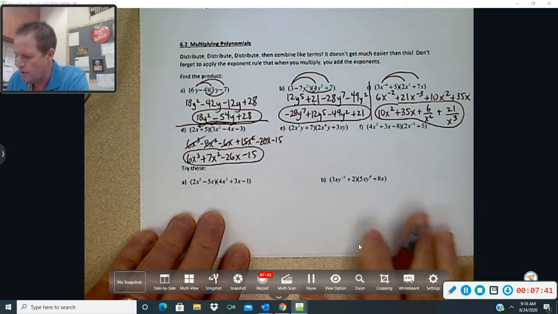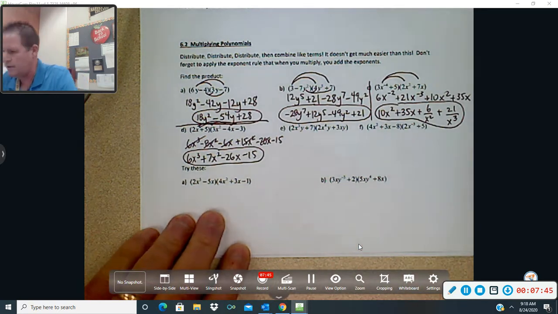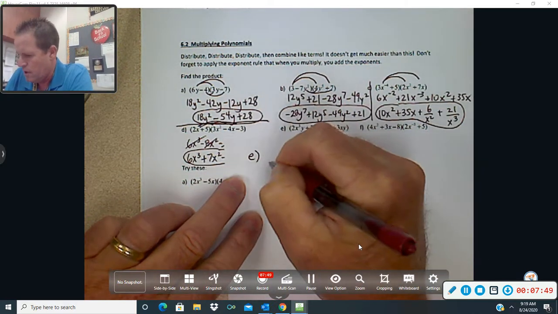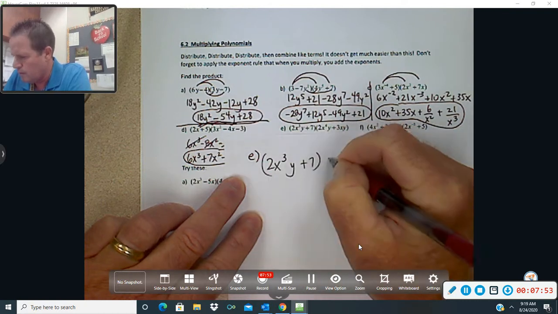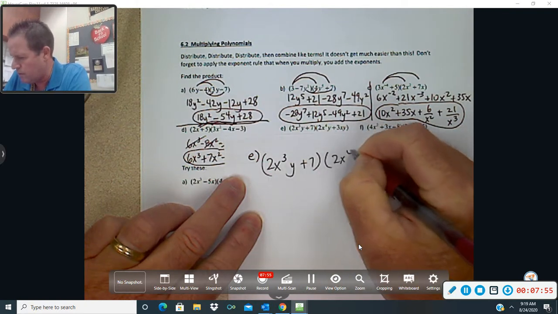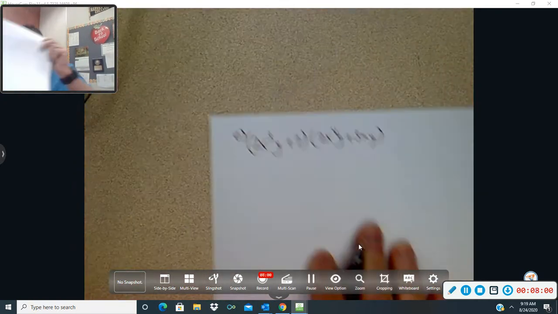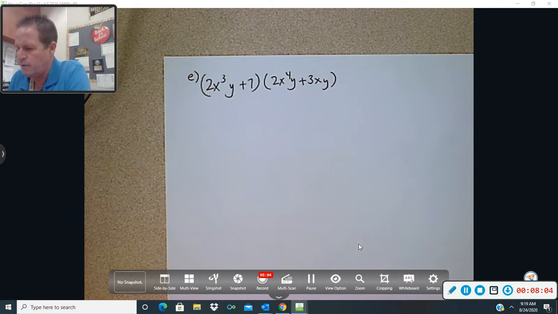All right, so now what about with double letters and so on? I'm going to do these on a separate sheet here, just a little bigger for you so that you can see. So I'm going to rewrite letter E here. It was 2x cubed y plus 7, and we're multiplying it with 2x to the fourth y plus 3xy. Okay, I just want to do it where you can see it a little more clearly. You can do it right there on your notes if you want.